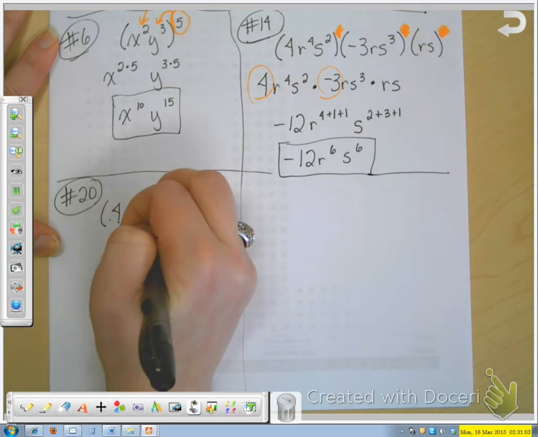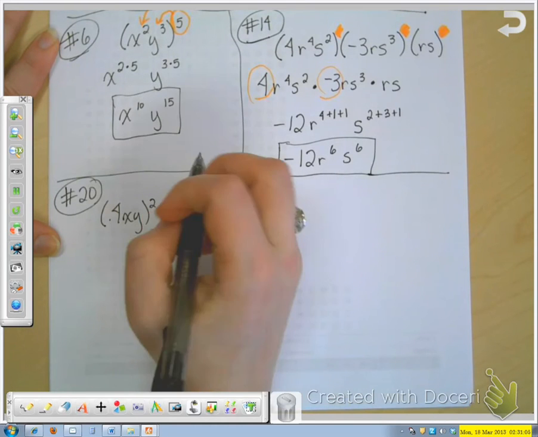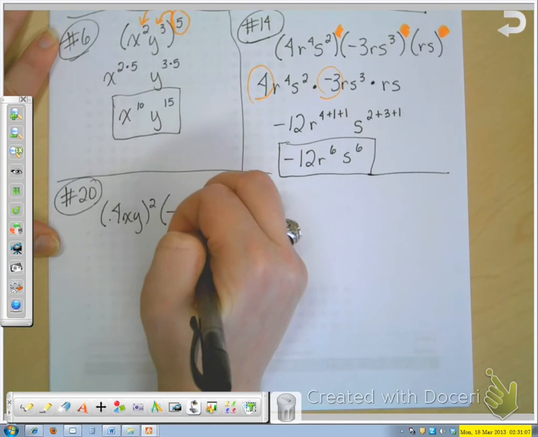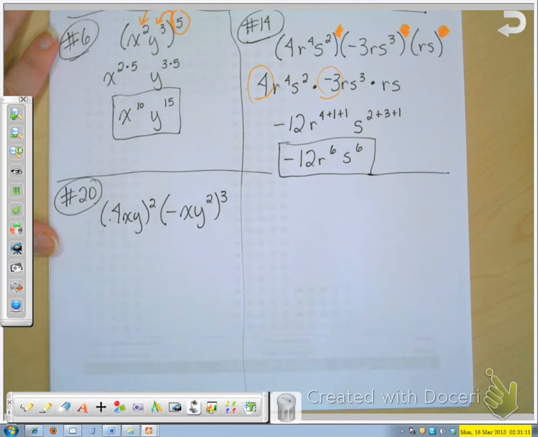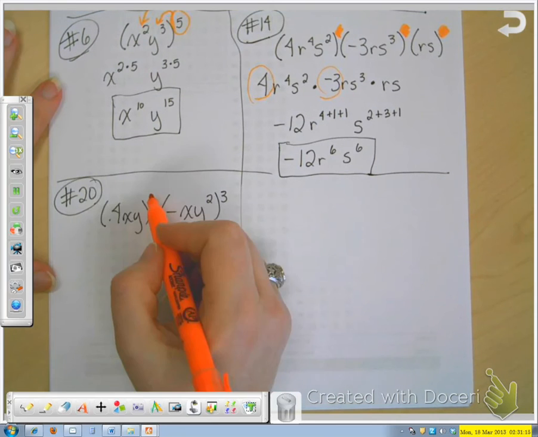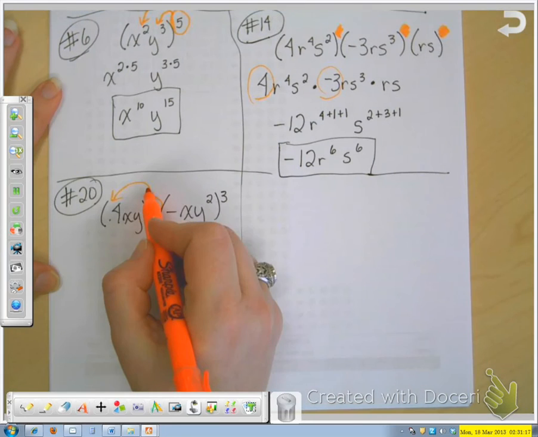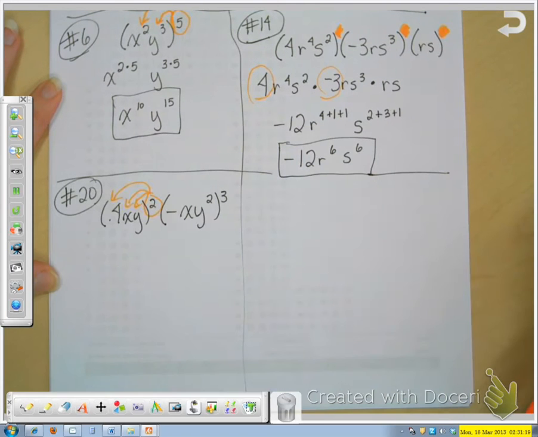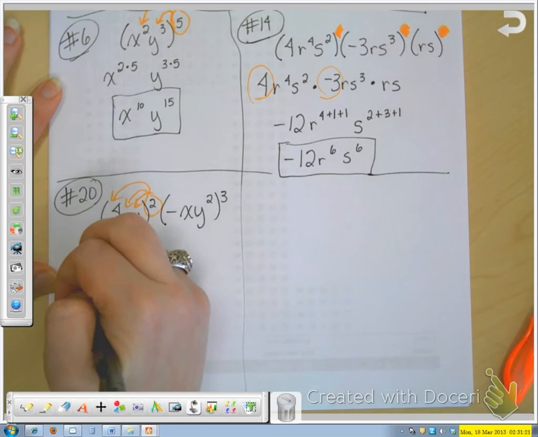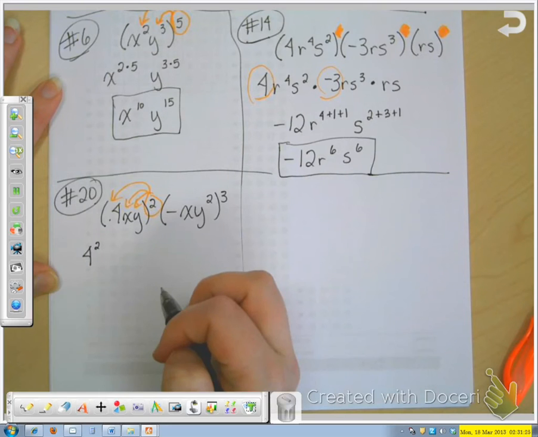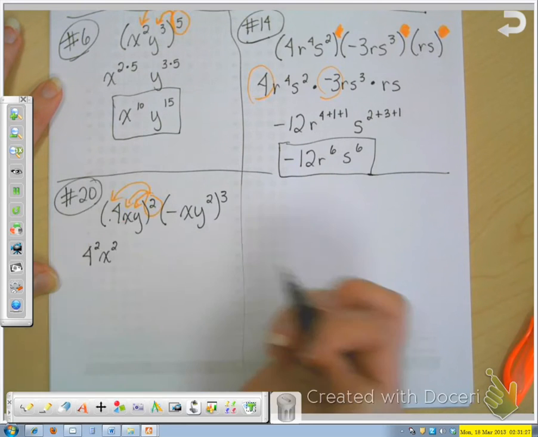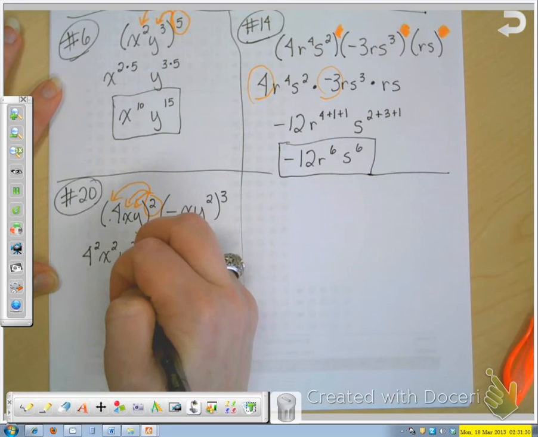We have parentheses with an exponent on the outside, but I've got 2 sets of parentheses with that exponent on the outside. So as I look at this, I notice in the first parenthesis, I'm going to have to distribute that 2 on the outside. That beautiful square is going to get distributed. So the 4 gets squared. The x gets squared. And the y is going to get squared.